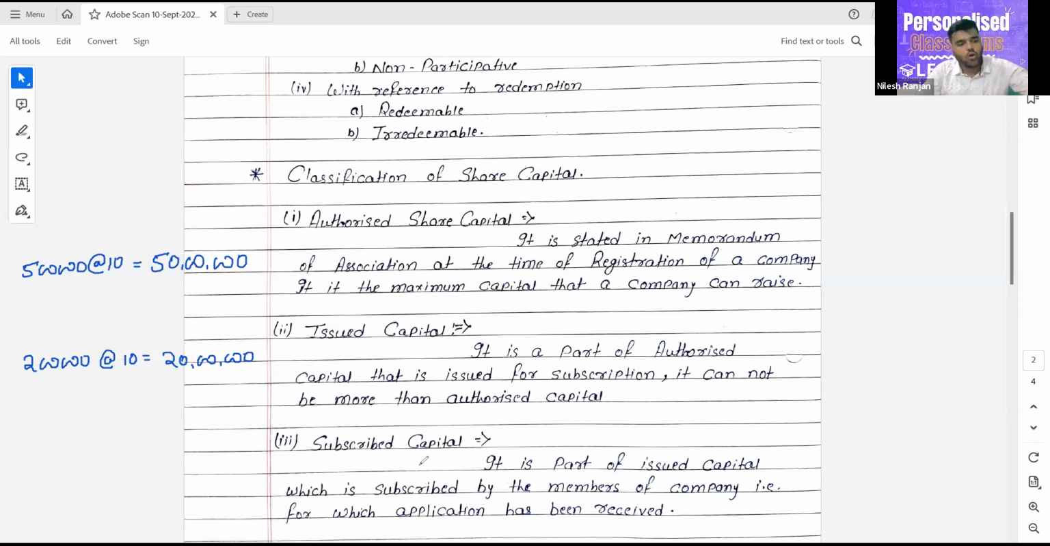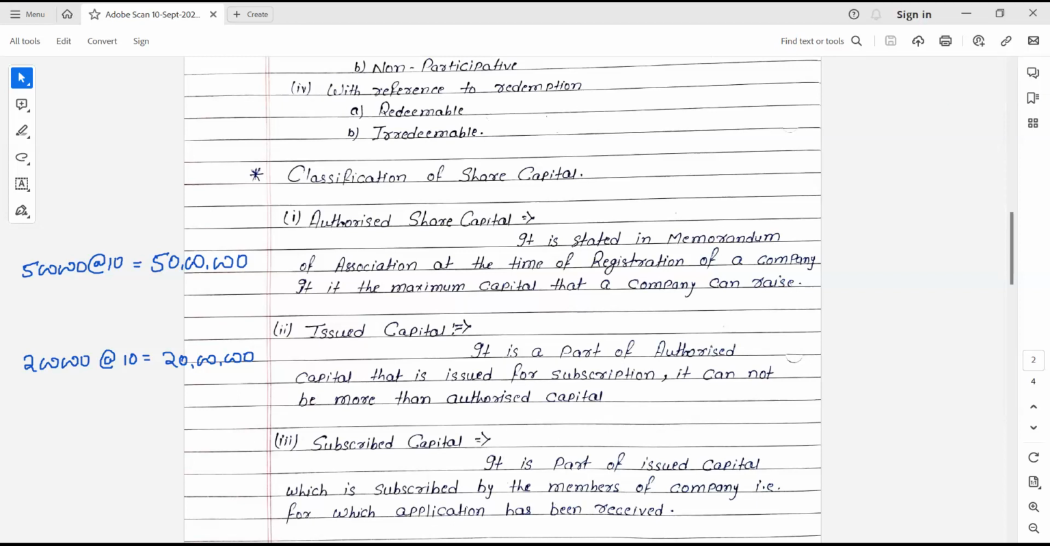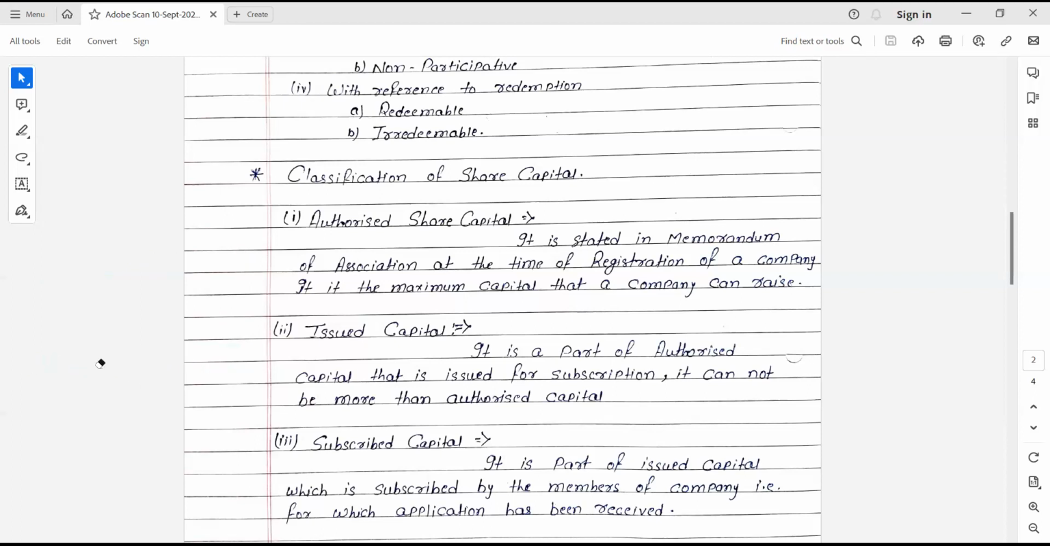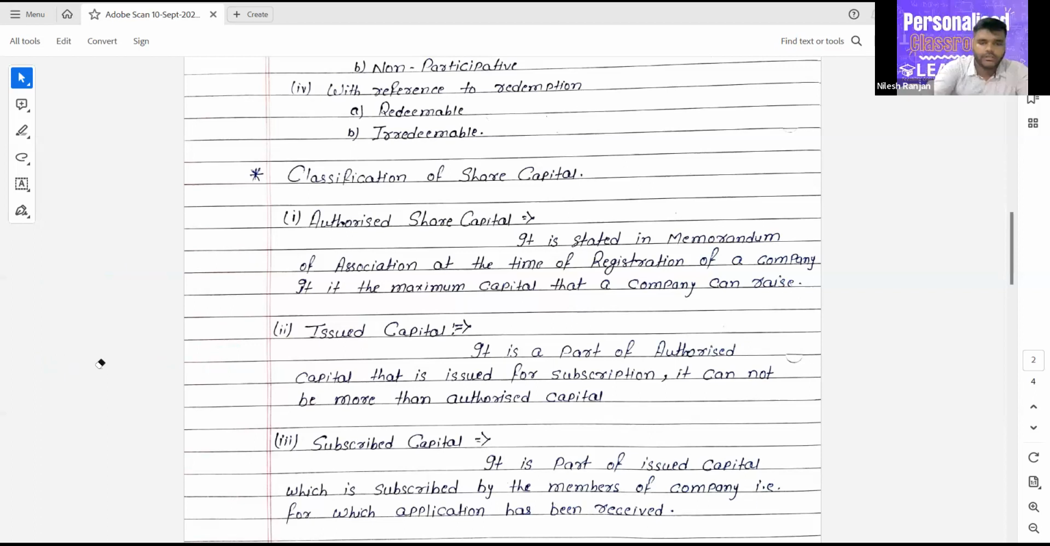It is also called initial public offer. So do we give out application for the issued capital? We will give an application to the buyers? Okay. So how do we know which person is our buyer?